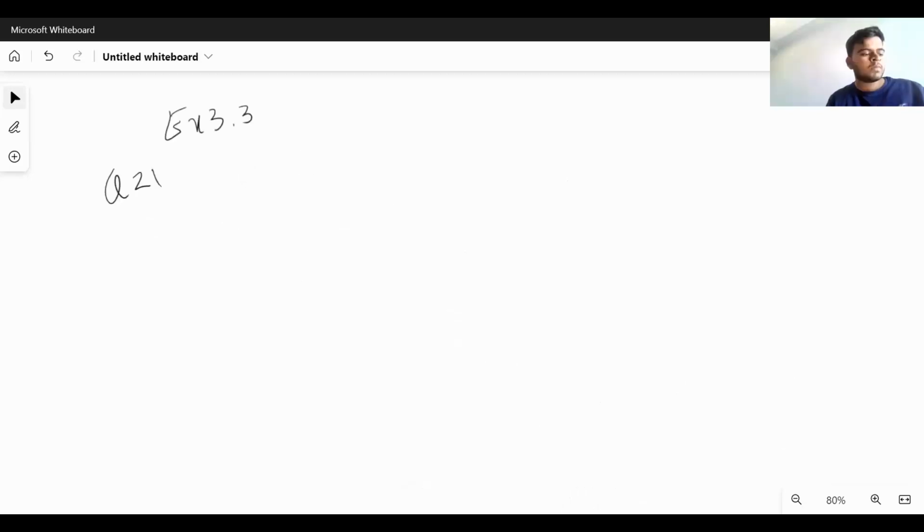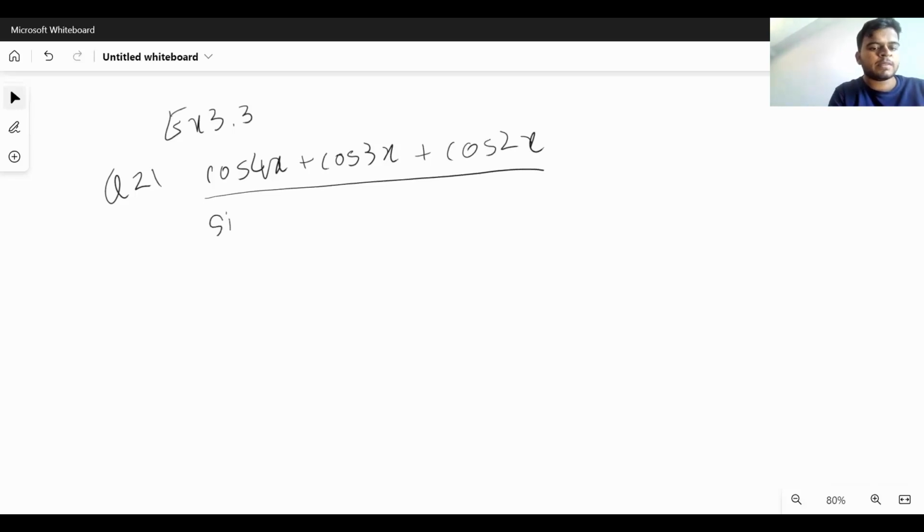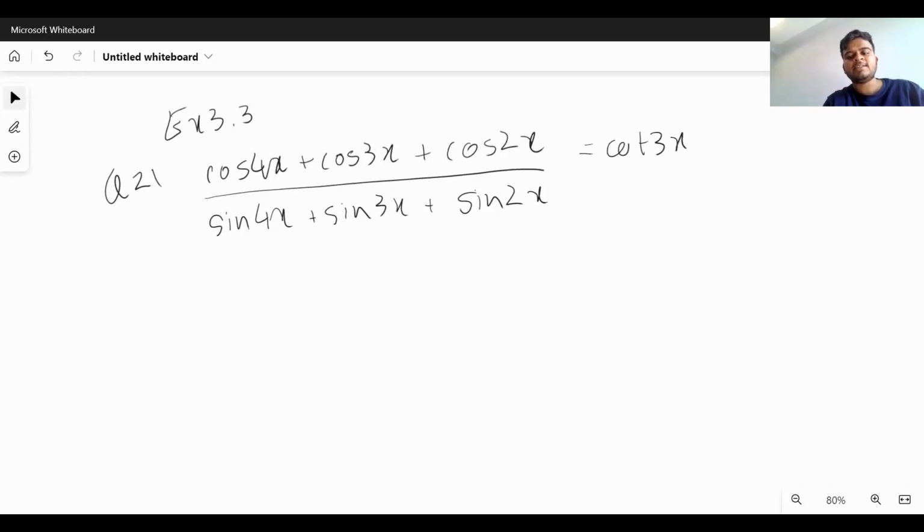So it is solved. In the 21st part, we are asked to prove (cos 4x plus cos 3x plus cos 2x) upon (sin 4x plus sin 3x plus sin 2x), and we are told that this is equal to cot 3x. Let us try and prove this. If we can get this, it would be wonderful. So the term right here is 3x, right? And we have 4x and 2x.